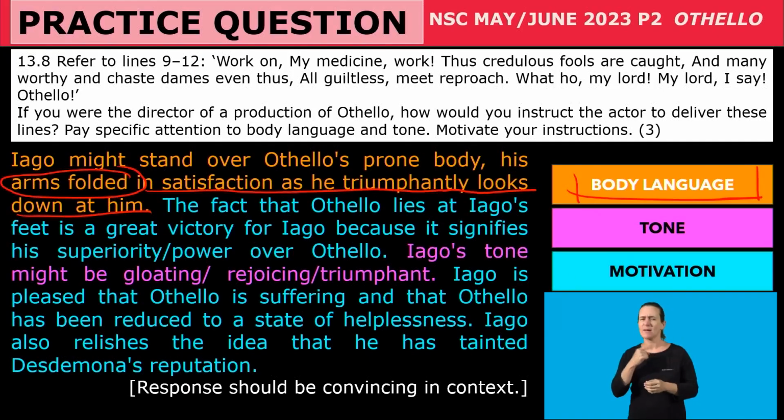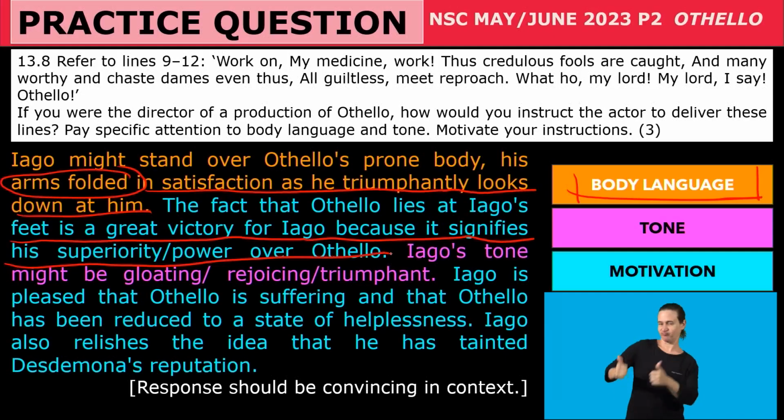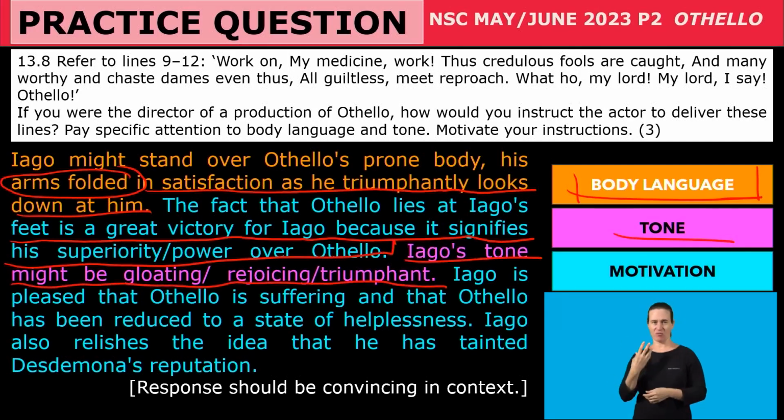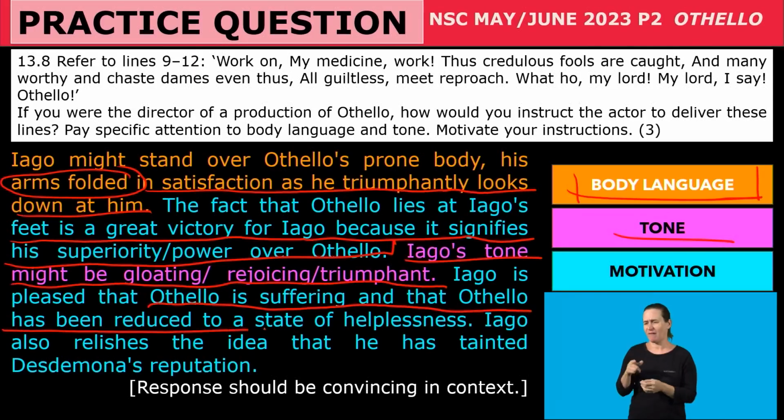Then the motivation: the fact that Othello lies at Iago's feet is a great victory for Iago because it signifies his superiority or power over Othello. Then his tone. Iago's tone might be gloating, rejoicing, or triumphant. Motivation. Iago is pleased that Othello is suffering and that Othello has been reduced to a state of helplessness. Iago also relishes the idea that he has tainted Desdemona's reputation.